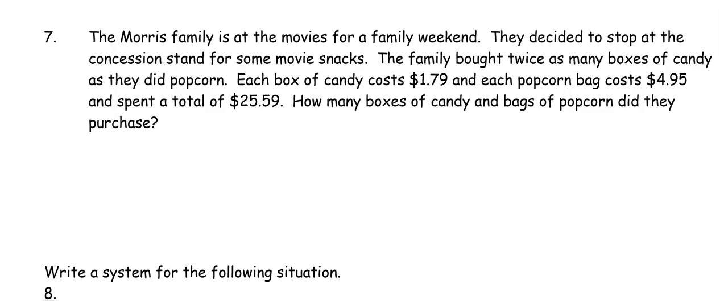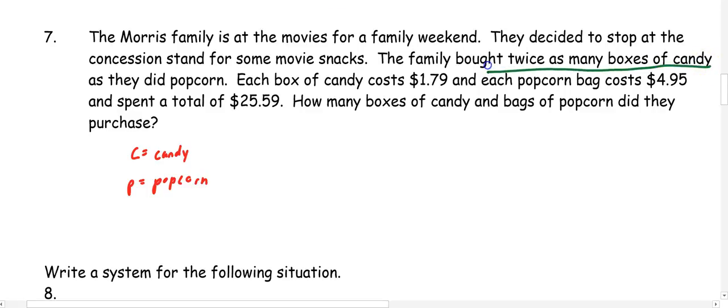So our 2 variables here are C for candy and P for popcorn. Now, in this problem, they give us 2 different things. They give us a sentence that relates the variables together, where we have they bought twice as many candy boxes as they did popcorn. Then we have the sentence with the total.